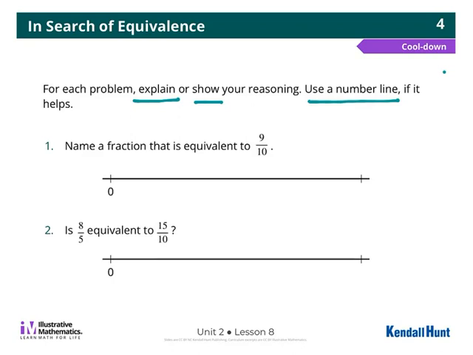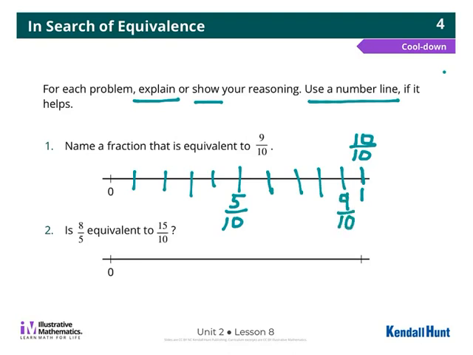So name a fraction that is equivalent to 9/10. Well, I'm going to go ahead and put 9/10 on my number line. So remember, one whole is equivalent to 10/10. So let's see, half would be 5/10. Okay, so then I'd probably have 1/10, 2/10, 3/10, 4/10, 5/10, 6/10, 7/10, 8/10, 9/10. Okay, so that's where 9/10 would be.